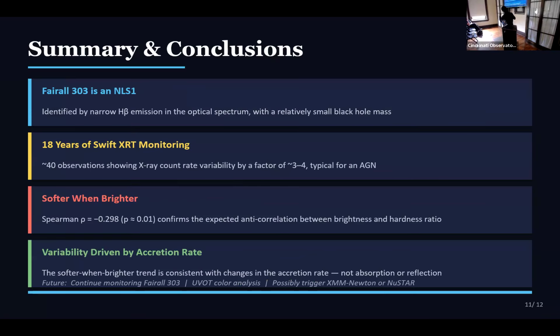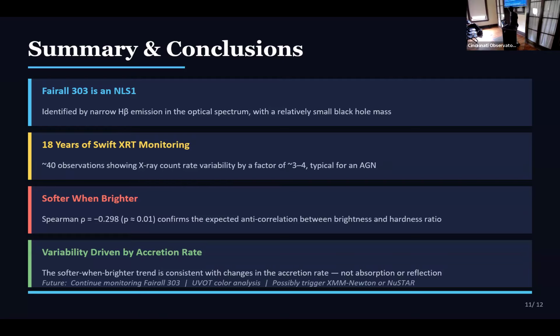Summary: again, Ferrol 202 is a narrow-line Seyfert 1 galaxy identified by the narrow H-beta line, which communicates low velocity in the broad-line regions. So it has a relatively small black hole mass. Swift has been monitoring it for 18 years, with 40 observations analyzed. The event that happened was that the X-ray flux was softer when brighter, with a negative Spearman correlation coefficient. And yeah, the softer-when-brighter variability trend is consistent with a change in accretion rate, not absorption or reflection.